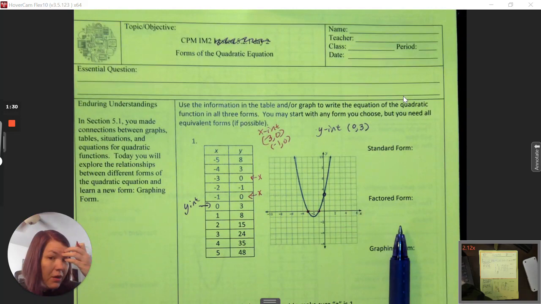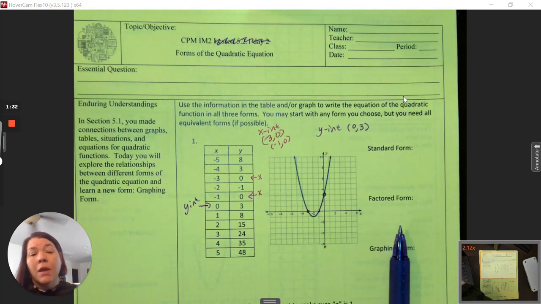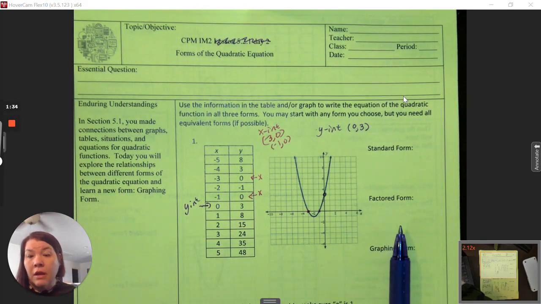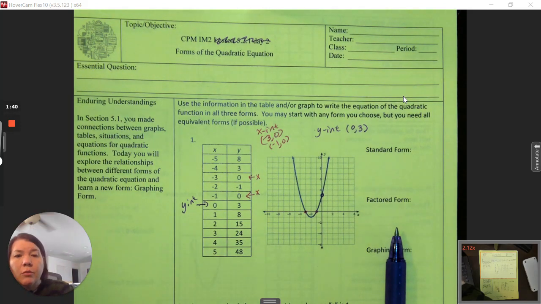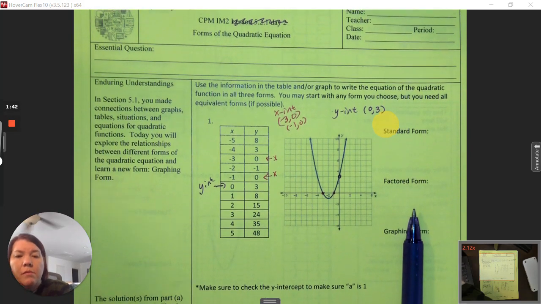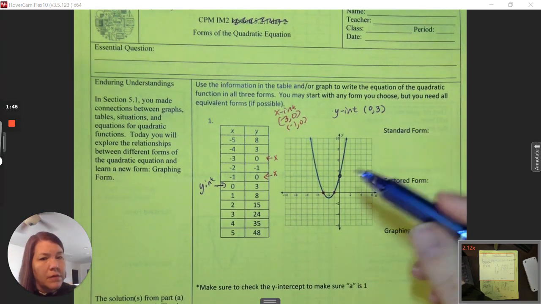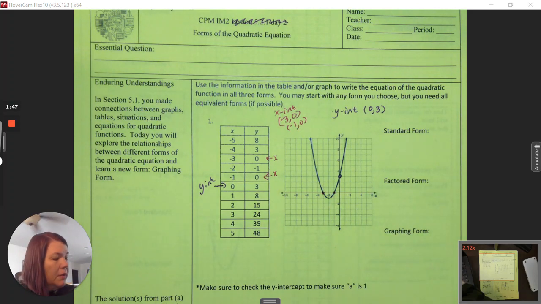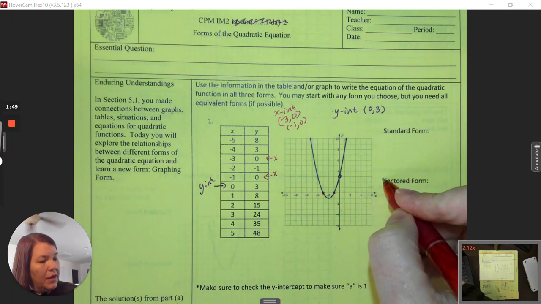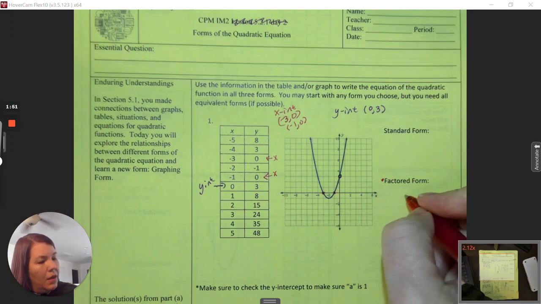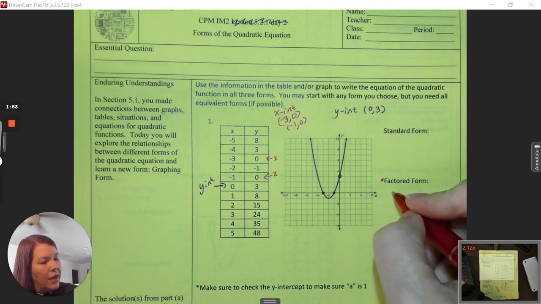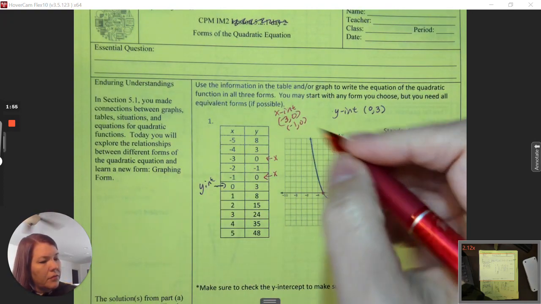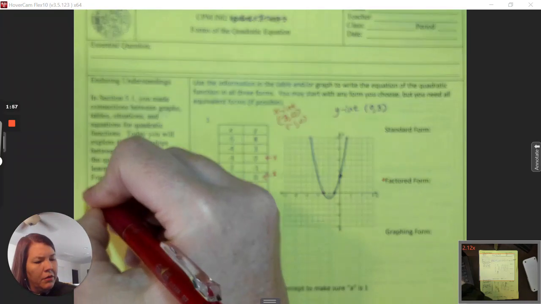I'm going to start with factored form because I only need my x-intercepts and another point to get factored form done correctly. So let's move this down just a tad. There we go. So I've got my two x-intercepts, and I'm going to do factored form from the x-intercepts. I'll write factored form over here.